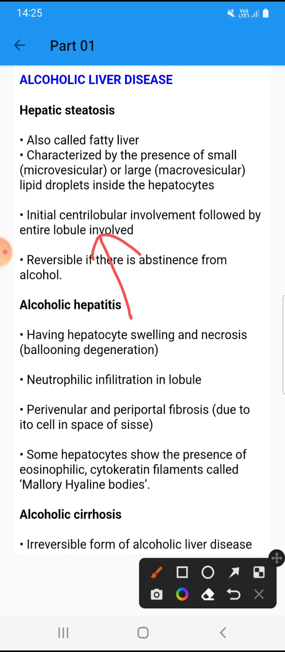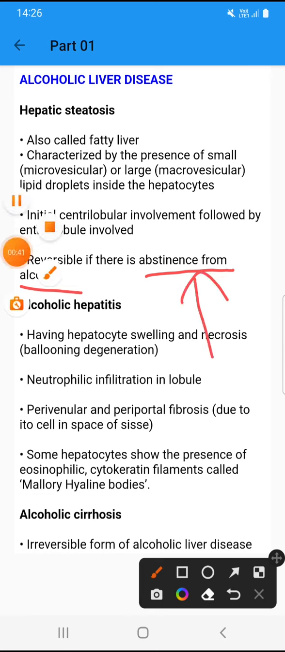The reversal occurs with abstinence from alcohol. If alcohol is not consumed, then this condition will be reversed.